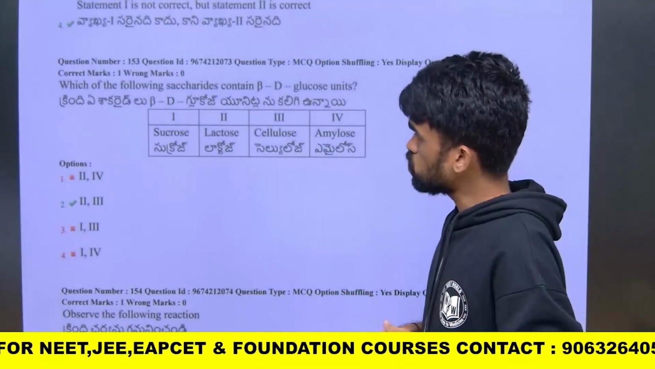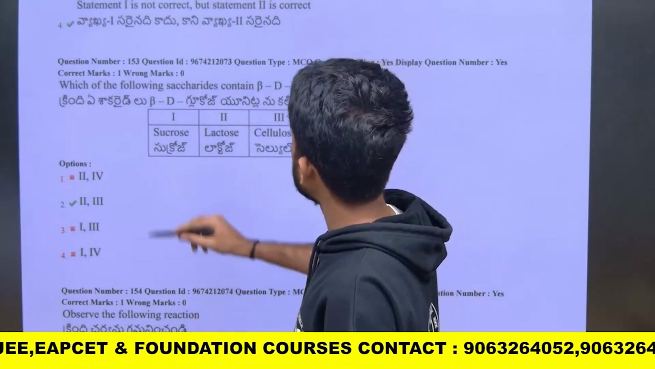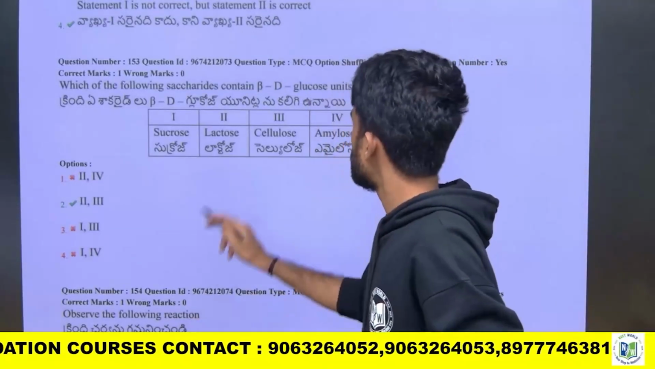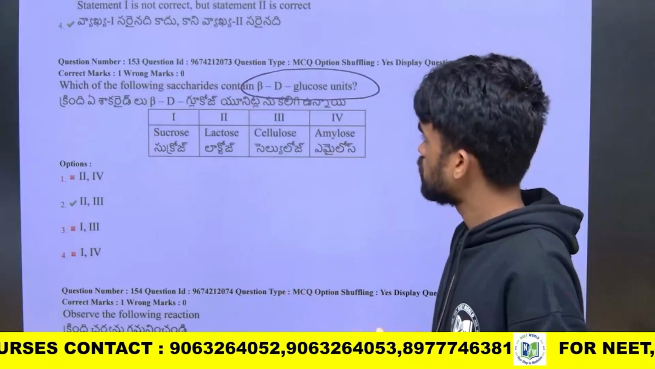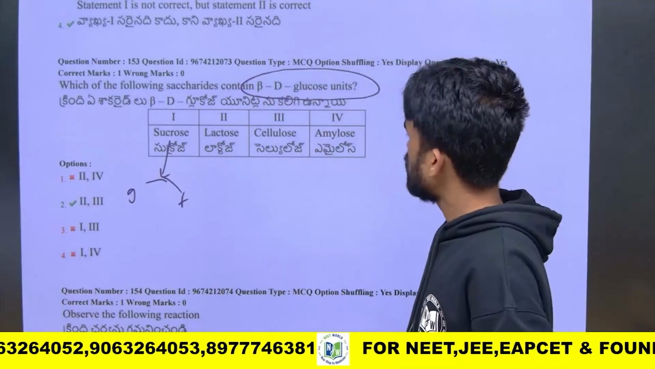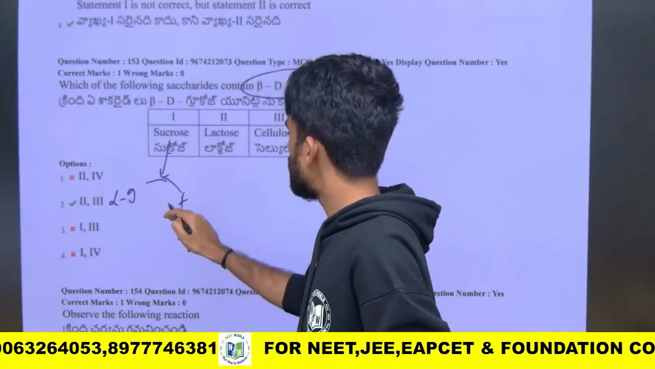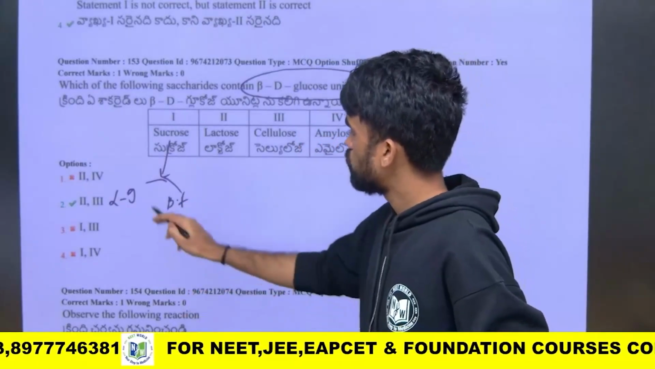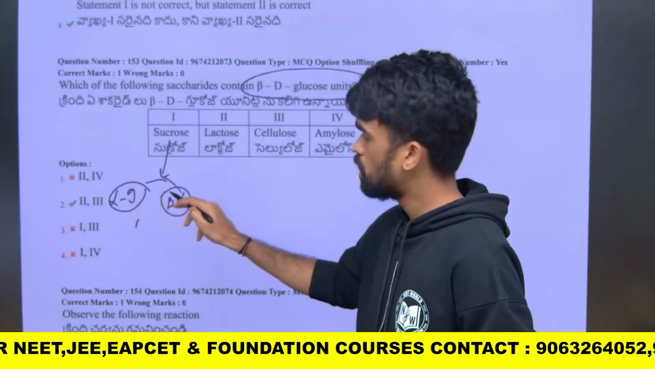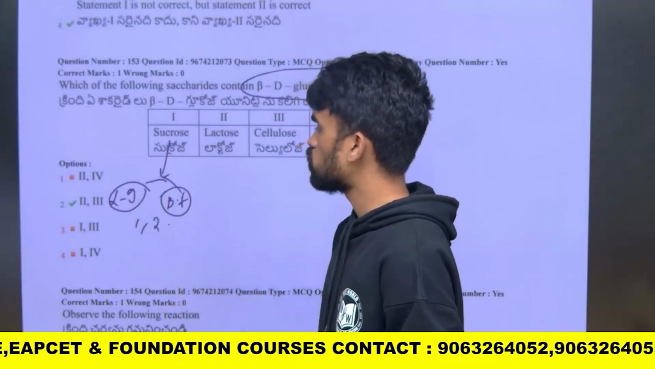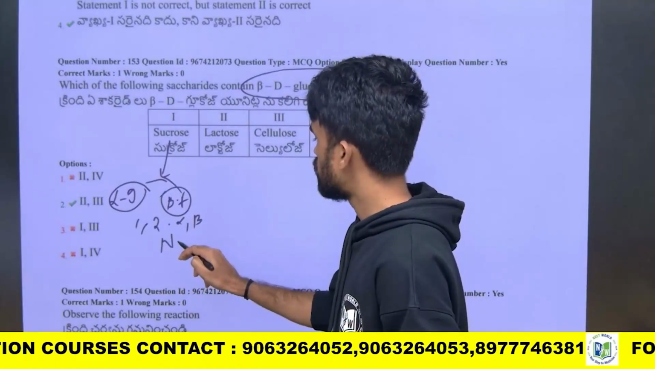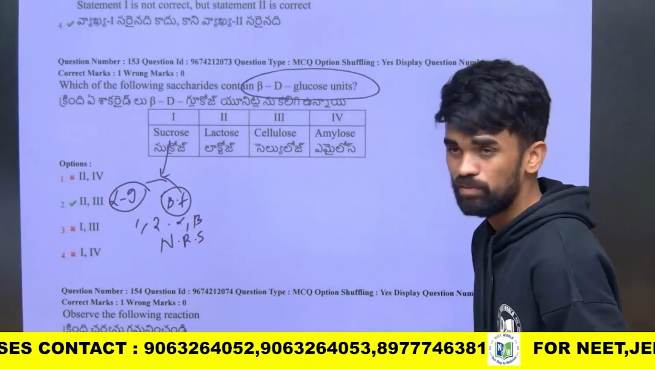Okay, so sucrose contains what? Which of the following saccharides contain alpha D glucose, beta D glucose units? So which of the following contains beta D glucose? See, sucrose contains glucose plus fructose, and this is alpha D glucose, beta D fructose. Sucrose is a combination of alpha D glucose and beta D fructose. It has a 1,2 alpha-beta glycosidic linkage, and it is a non-reducing sugar. Okay, you can write that. Very, very important points these are.